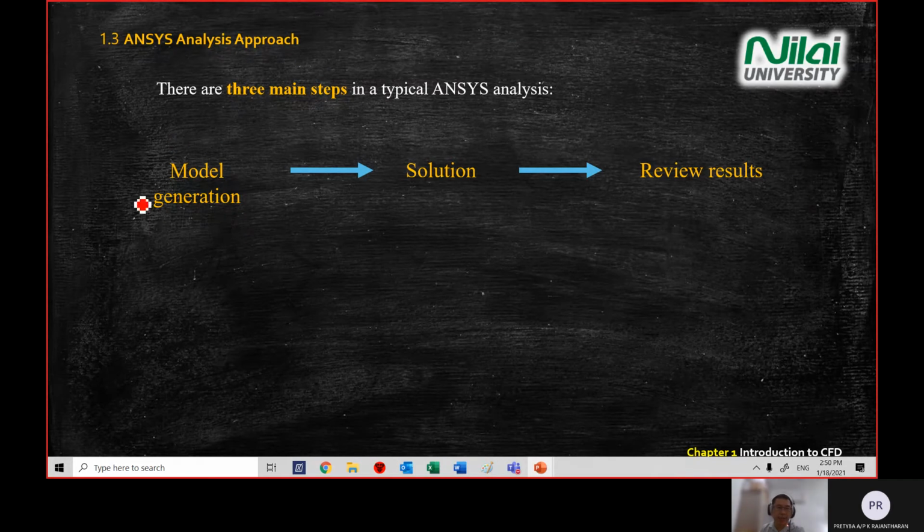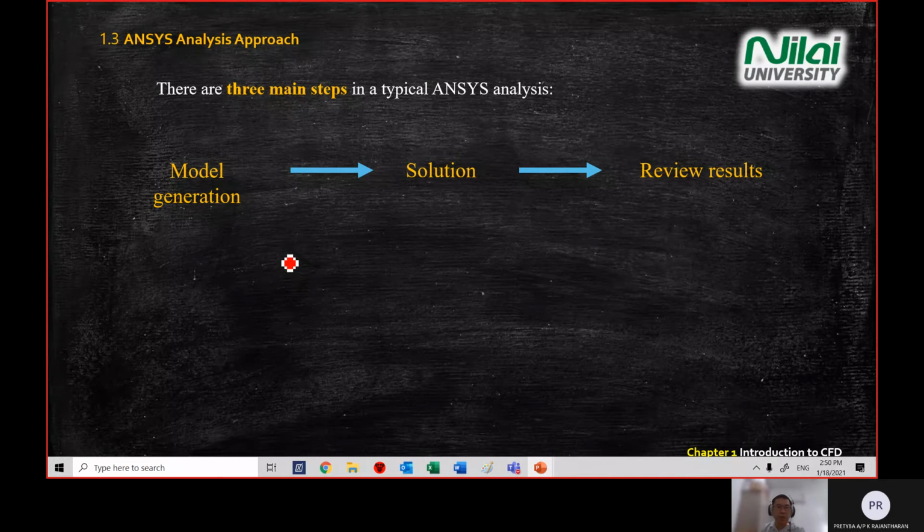The main steps that we have in ANSYS: you start with the model, then you solve it and get the solution. That means you solve the equation, you do meshing, and then you do analysis. Then you input the boundary condition, you run the calculation, and then you get the results. So these are the three main stages that you experience.